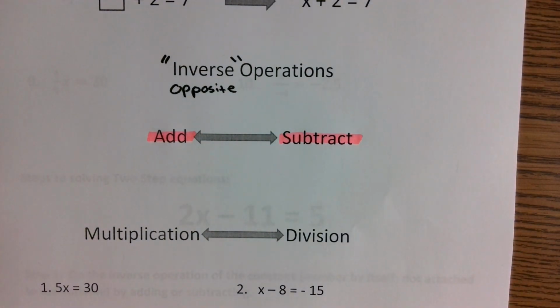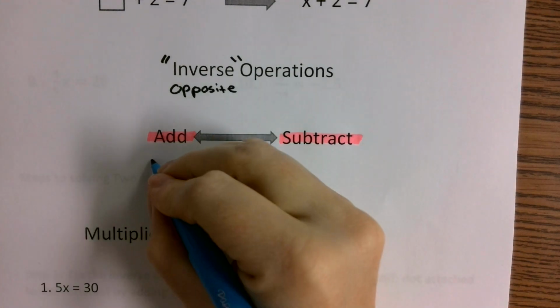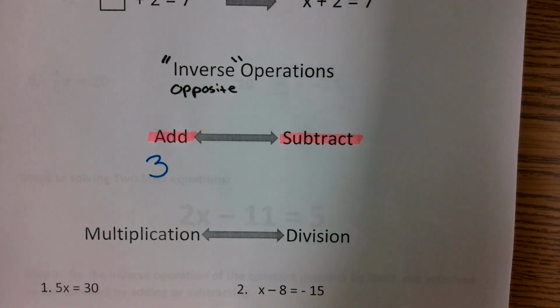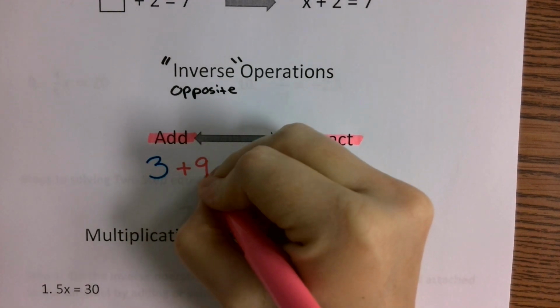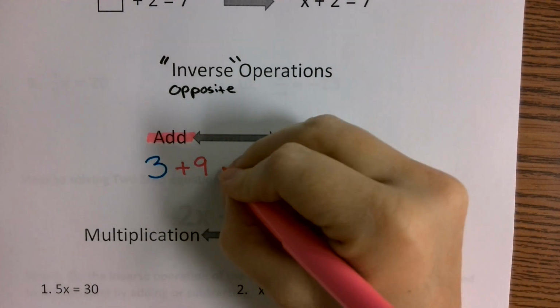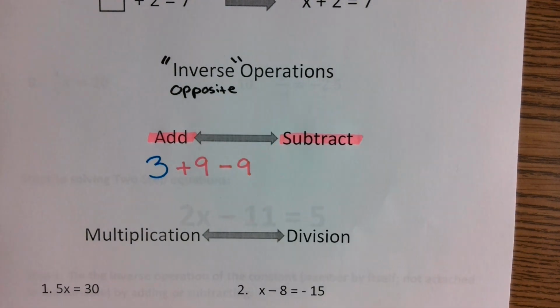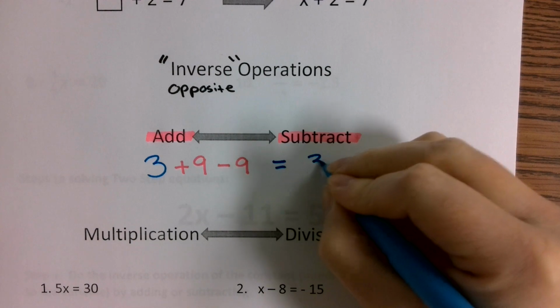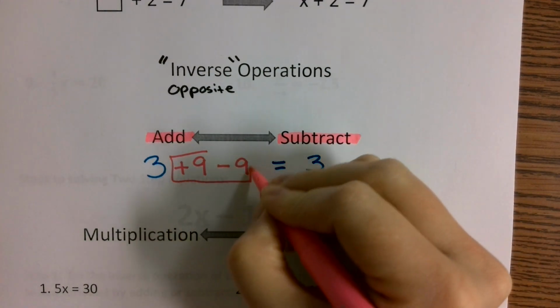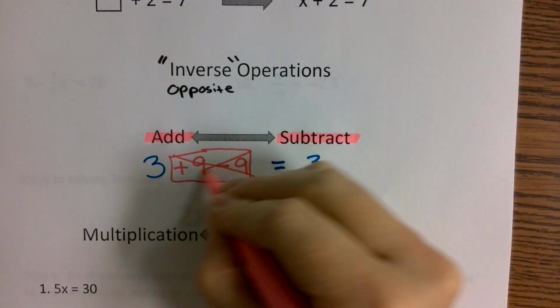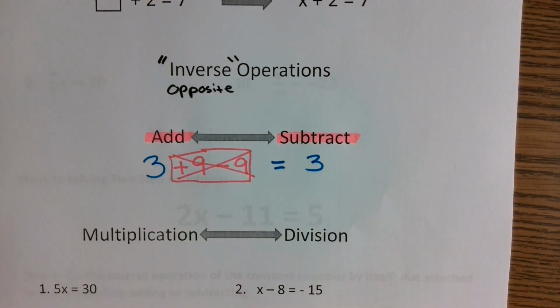If I started off with a value, like let's say I started off with the value 3, and I were to add 9 to it, and then I were to subtract 9 from that, my final answer would just be 3. It's because adding 9 and subtracting 9 have an undoing sense to them. They are inverses to each other. They undo each other.